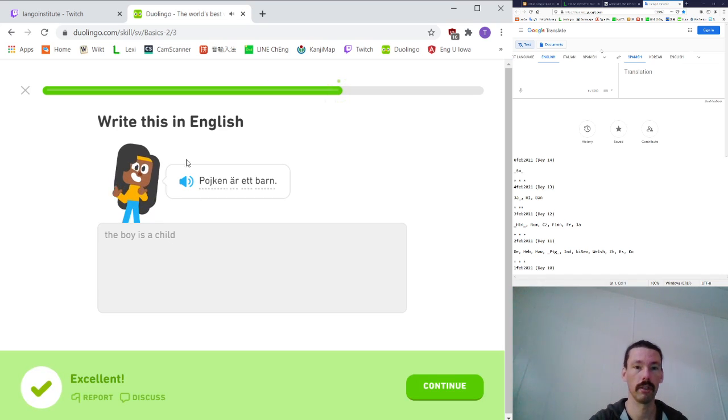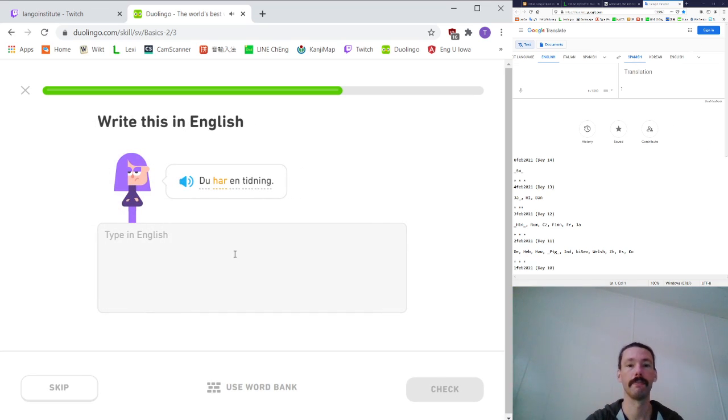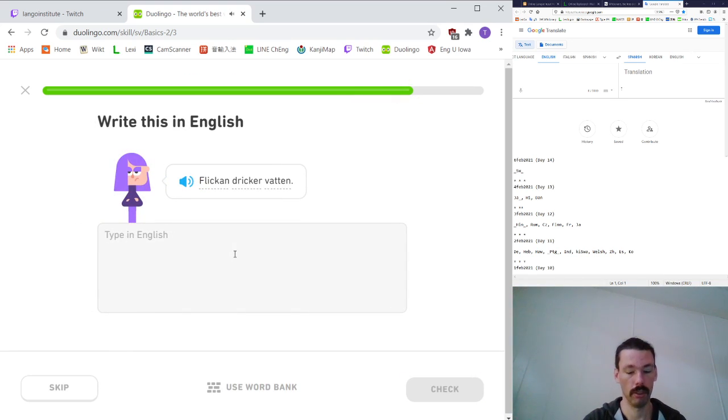The suffix here, pojken, tells us it's definite. Whereas barn, ett, the article as an independent word in front of the noun tells us it's indefinite, it means one or a. Du har en tidning. You have a newspaper. Flickan dricker vatten. The girl drinks water.